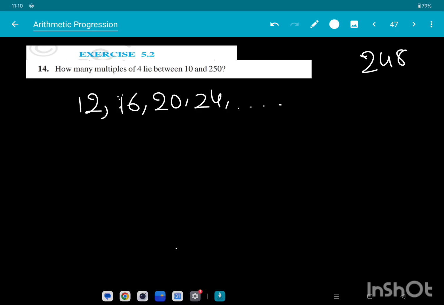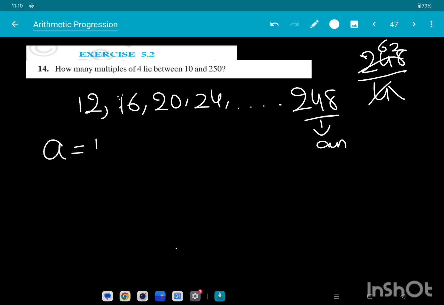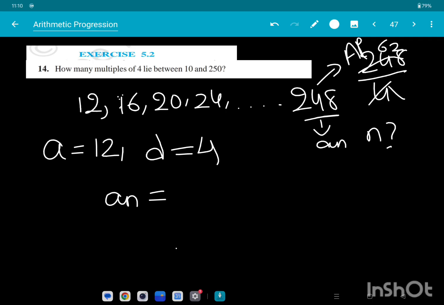248, is 248 a multiple of 4? We will check. 4 1s are 4, 4 6s are 24, 4 2s are 8, yes, it is divisible. So 248 is the last number. I mean, before 250, 248 is the last number which is a multiple of 4. Now same, we need to find the n value. So let's say it is an. Now what is the a value here? 12. And what is the d value? We already know 4 is the d value. Now I'm going to find the n value here. Then only we will know how many terms are there in this AP.